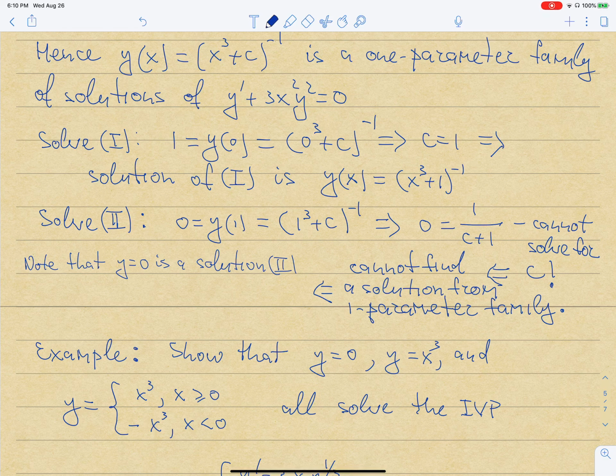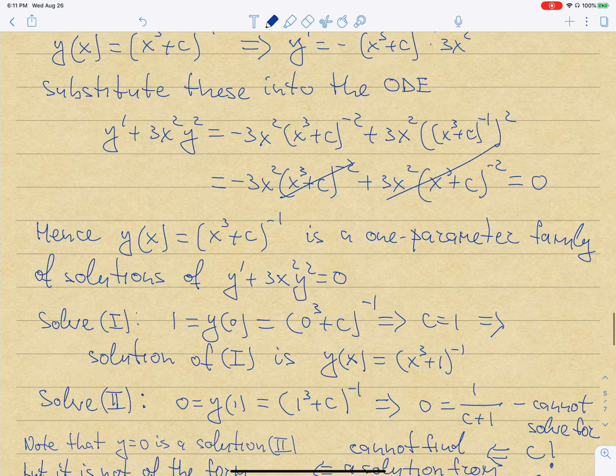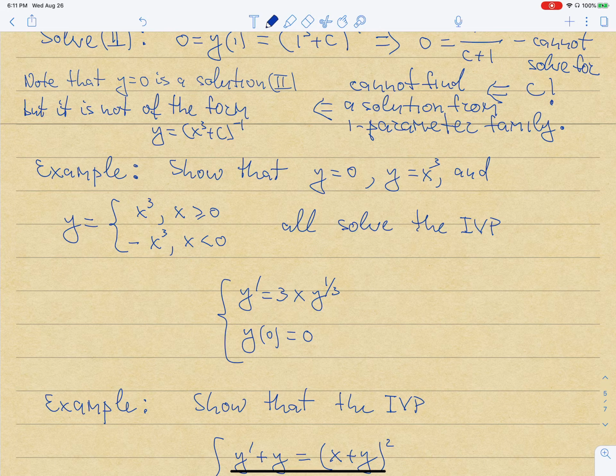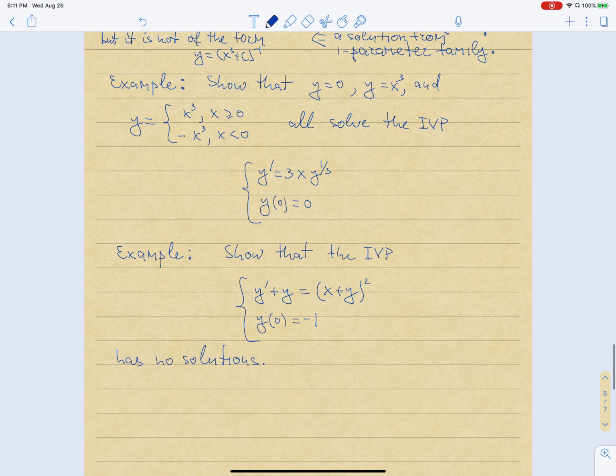So let me just finish writing this here. But it is not of the form y equal to x cubed plus c to the power minus 1. So in this case, I had to observe that 0 actually is a solution, but it is not a part of our one parameter family. All right, moving on.